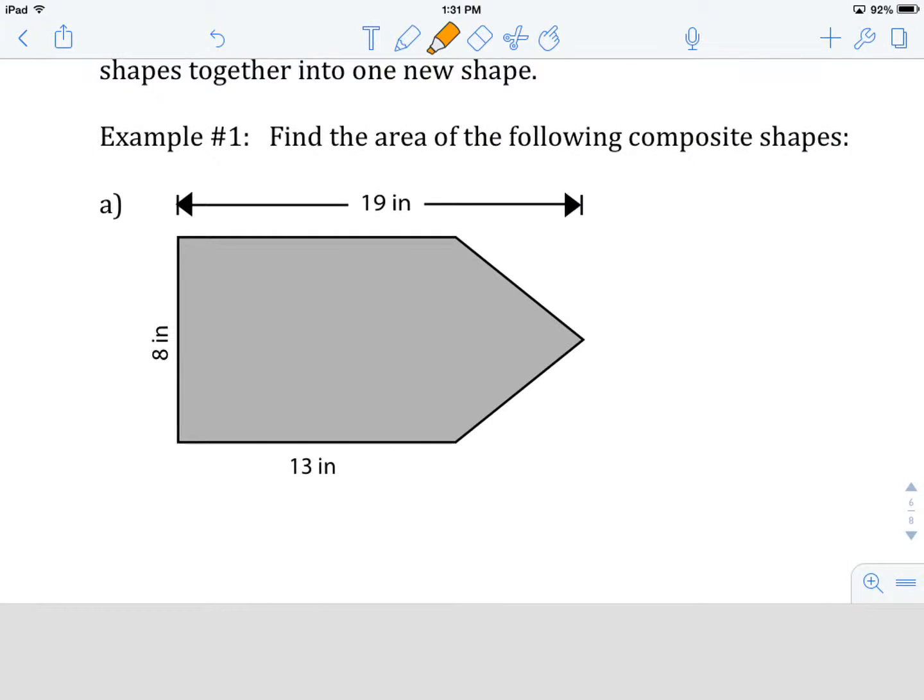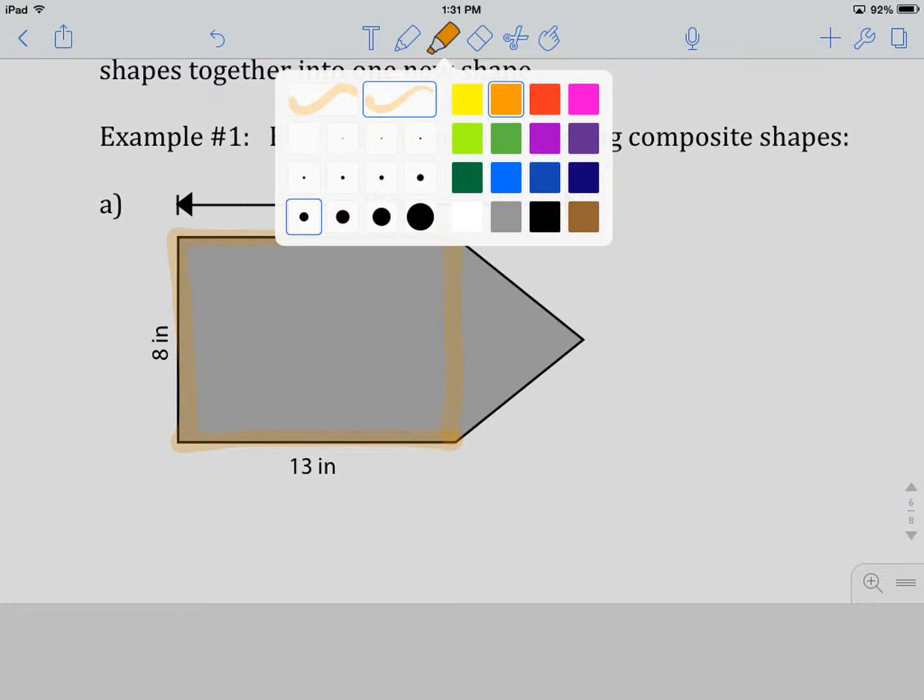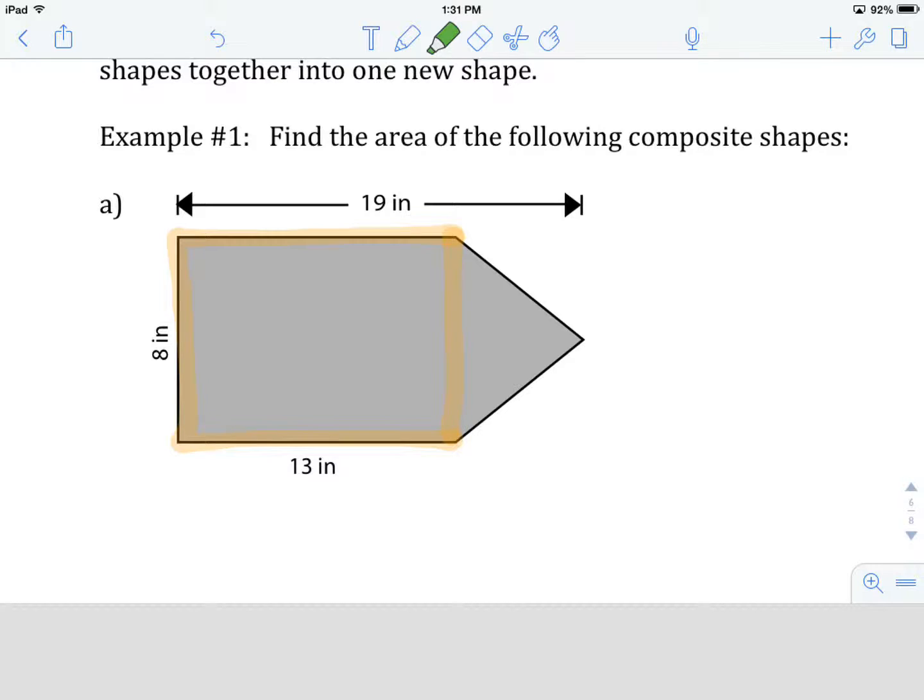Here we have something that sort of looks like an arrow pointing off to the right. Now there are two different familiar shapes inside here, and I'll sketch them with my highlighter. First one we have here is sort of like a rectangle, and the second shape that makes up our composite shape is sort of like a triangle right there on the tip. So in order for us to calculate the composite area, or the area of this entire shape, we need to calculate the area of those two pieces, the rectangle and the triangle.